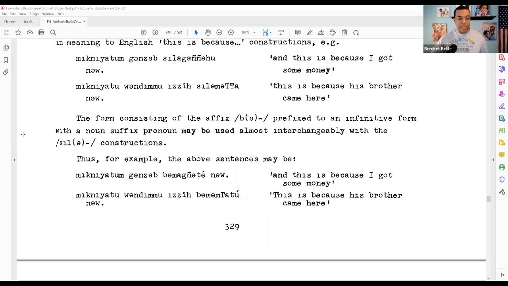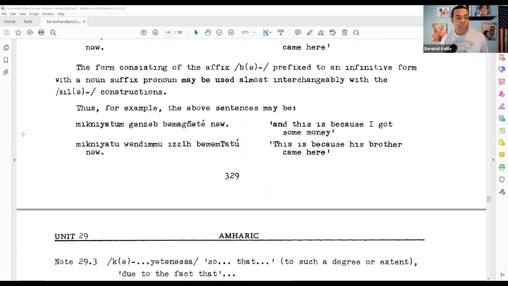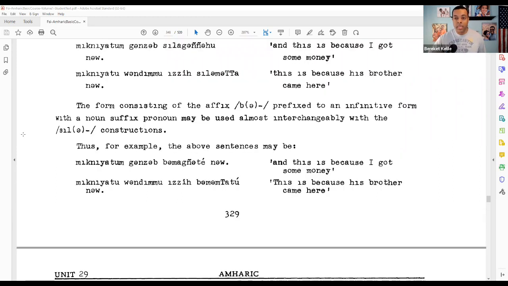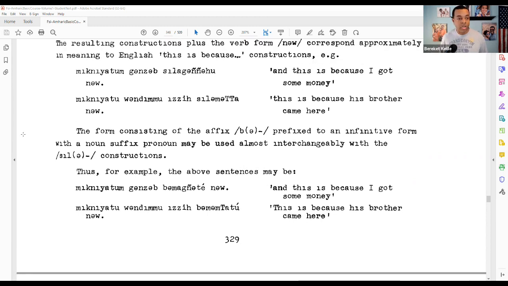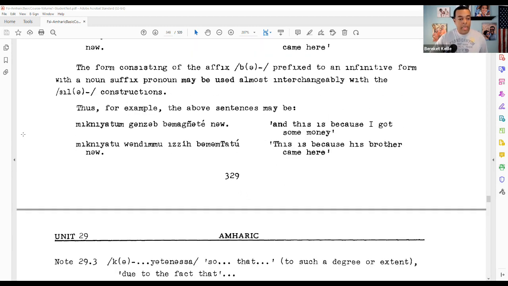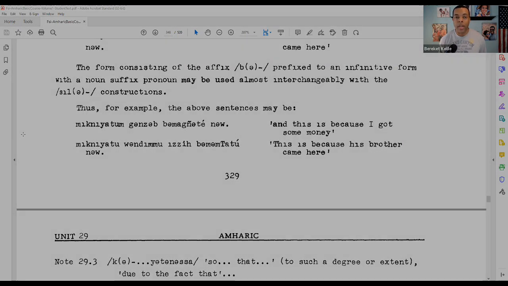So to look at the examples below here, mikniatum ganzab b'magnete no. And this is because I got some money, as you can see, in contrast to what we saw before, mikniatum ganzab silaganyahu no. And then mikniatu wandamuzi b'mamtatu no. This is because his brother came here. So those are those two constructions, and that pretty much covers it for Note 29.2.